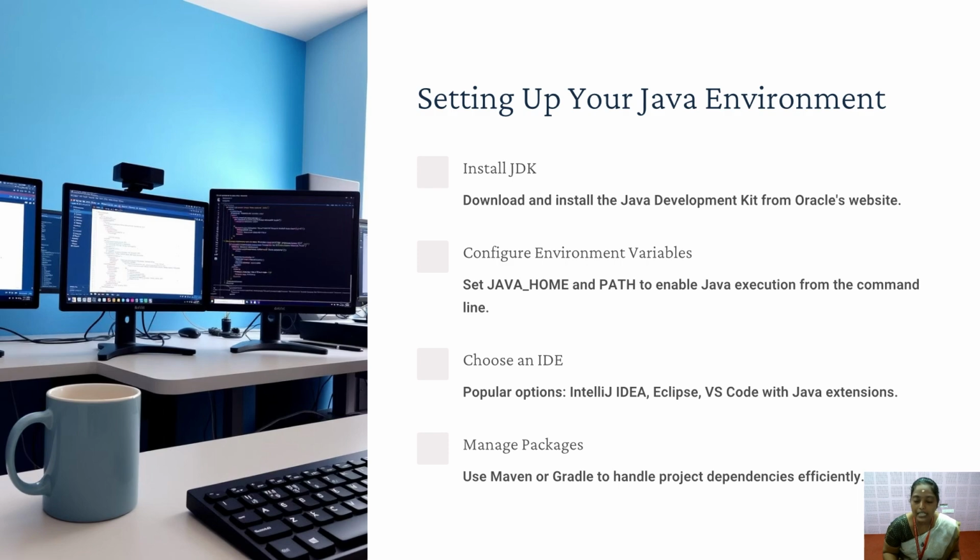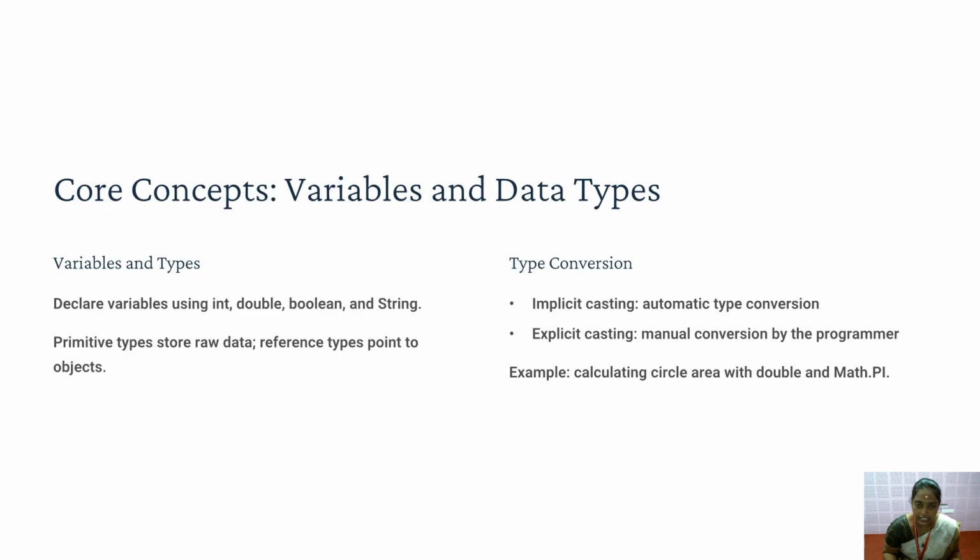Third one, choose an IDE. The popular options include IntelliJ IDEA, Eclipse, and VS Code, with Java extensions. First, IntelliJ IDEA has smart suggestions so that we can get the code easily. Eclipse is fast and expandable. VS Code has many extensions and libraries. And the last one, manage packages. We can use Maven or Gradle to handle the project's dependencies efficiently.